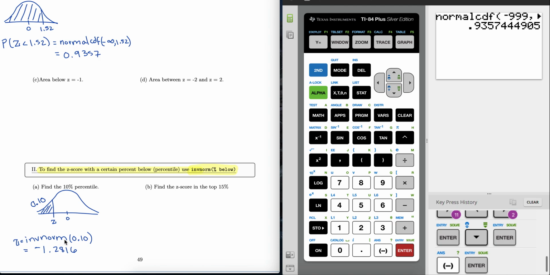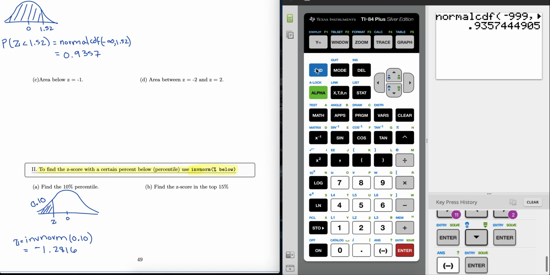So careful when you're doing inverse norm, label it as z so you remember what that function is telling you. This function is giving me a z-score. So the z-score is what I get when I use inverse norm. And when I put in 0.1 for 10%, it's giving me the z-score that has 10% below. And you're going to get negative 1.28, and that makes sense, because according to my picture, 0 is in the middle, so I expect a negative z-score.